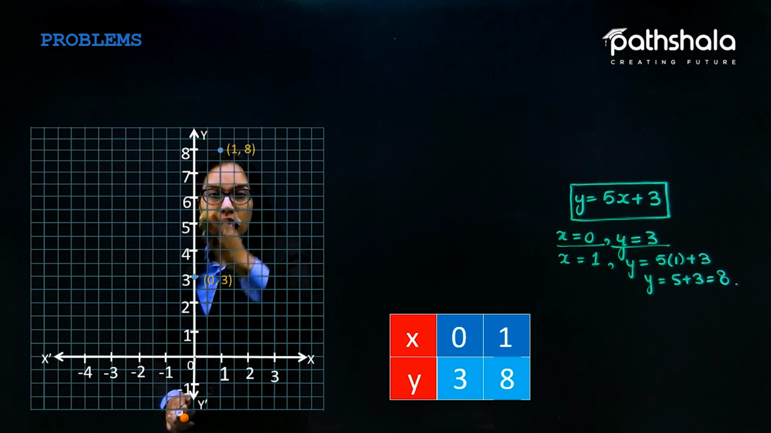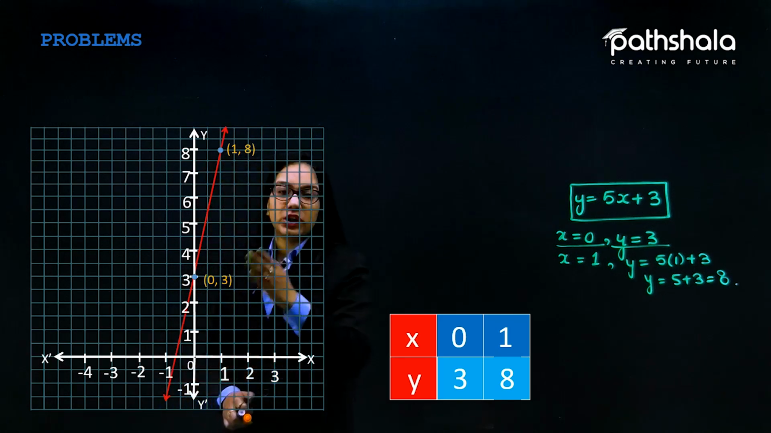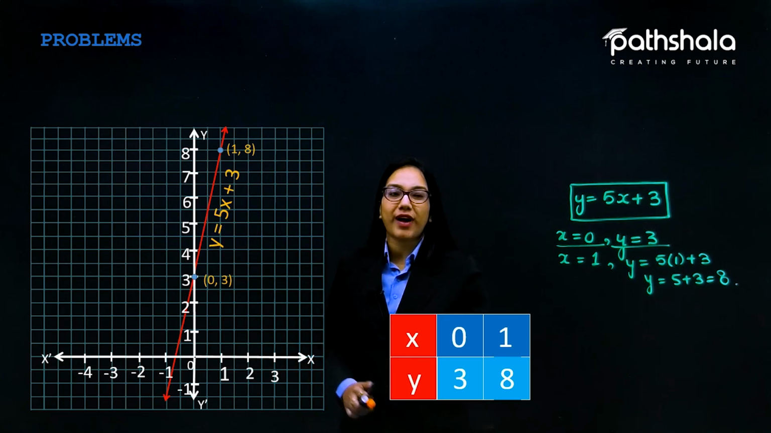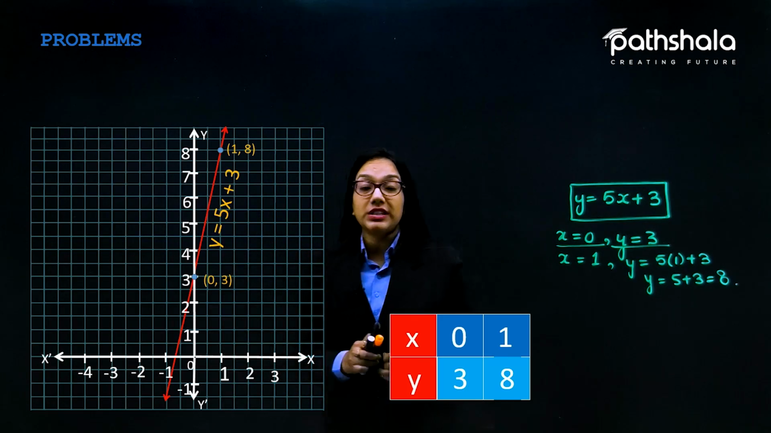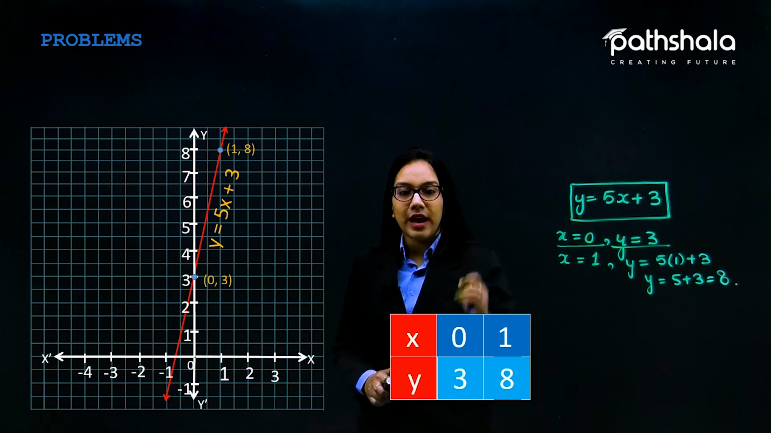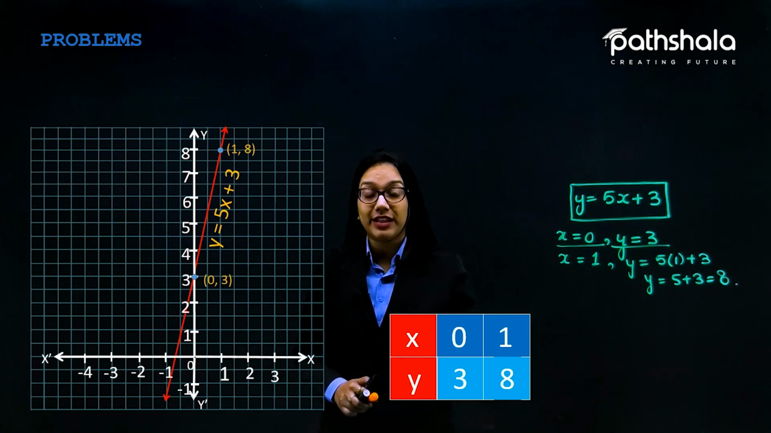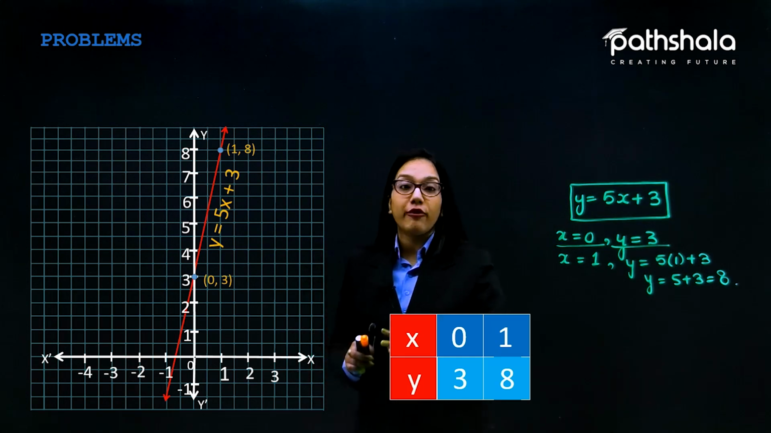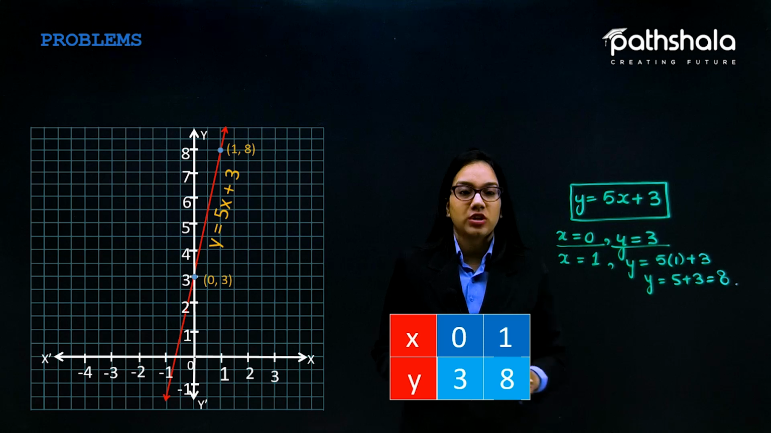Let's join all these points together. So this is the straight line which represents y equal to 5x plus 3. This is the graph of the information given to us related to the taxi fare. I hope the solution and the graph of this particular question are all clear to you.